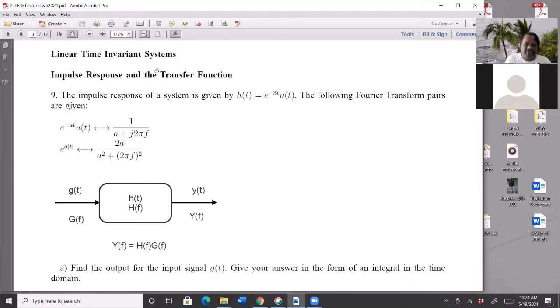Now, what does time invariant mean? Time invariant means when you input x of t, you get y of t. The question is, what happens if you input x of t minus 3 seconds? If you do get y of t minus 3 seconds, in other words, the time shift is exactly the same, then we say it is a time invariant system. Now, this is very important.